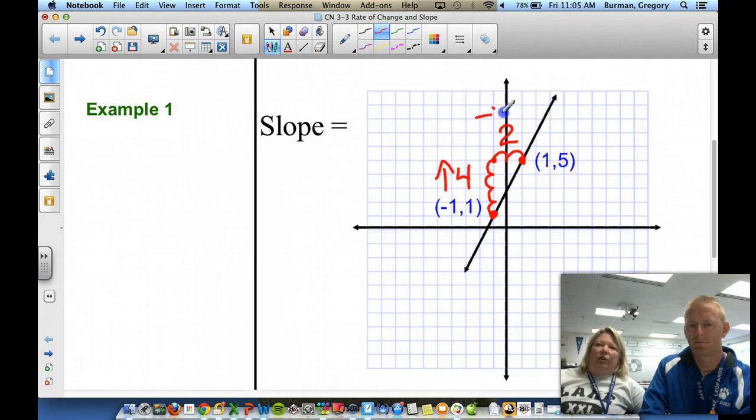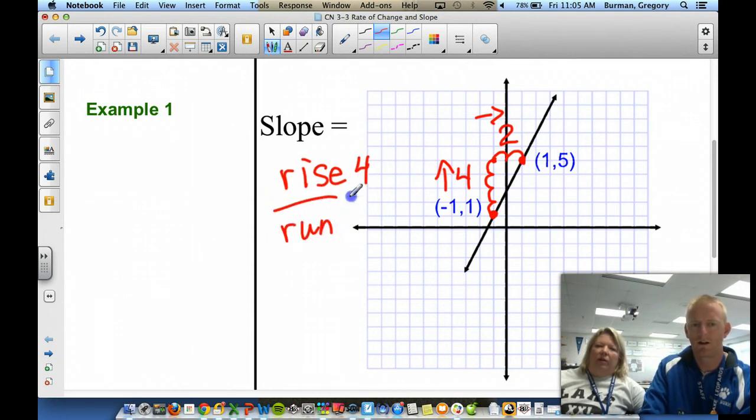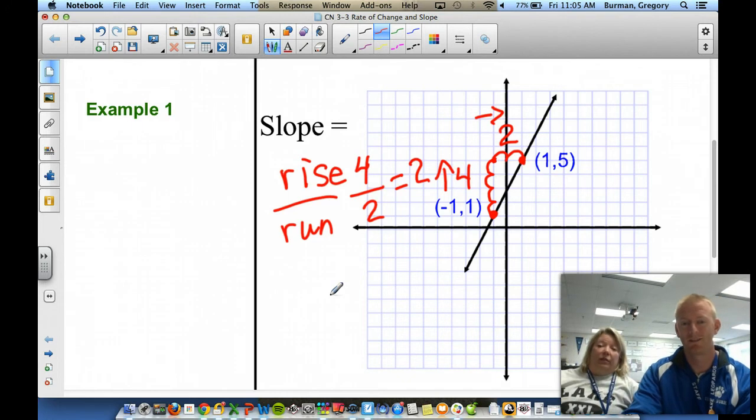It's the vertical change and the horizontal change that determines whether or not your slope is going to be positive or negative. So when we had our rise of 4 over our run of 2, that looks like something I can probably fix. 4 over 2 simplifies to a 2. So that means my slope is 2? That is correct. And it's a positive 2.